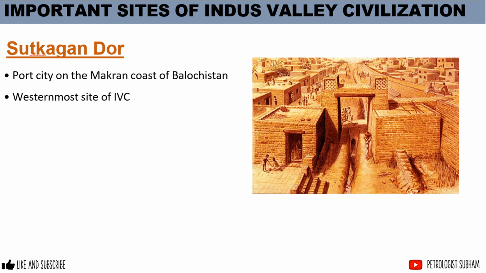Sutkagendor is a site in Pakistan, the westernmost boundary of Indus Valley Civilization. It was also the port city of the Indus Valley Civilization, near the Makran coast of Balochistan, in the Pakistan part. It was the port city of the IVC, and if we talk about the easternmost port city, it is Lothal in Gujarat.